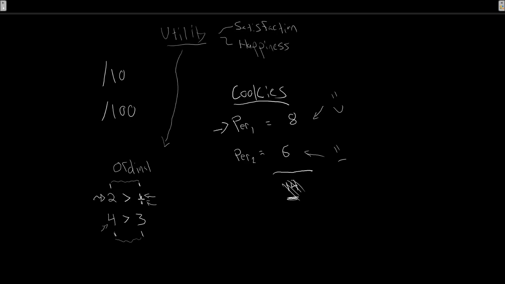Because 1 to 2 might not be the same as 2 to 3, might not be the same as 3 to 4. The only thing we can get out of utility, the only thing we can get out of this happiness or satisfaction is 4 bigger than 3, bigger than 2, bigger than 1. That is it. So that's a bit into the philosophical or definitional side of utility, of this measurement of happiness and what we're getting at with it.